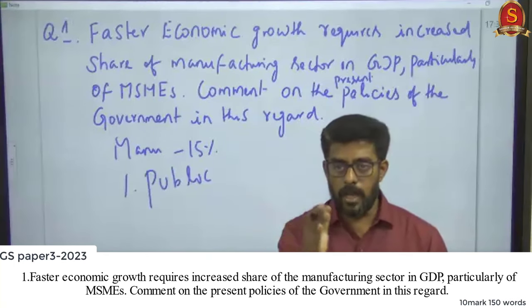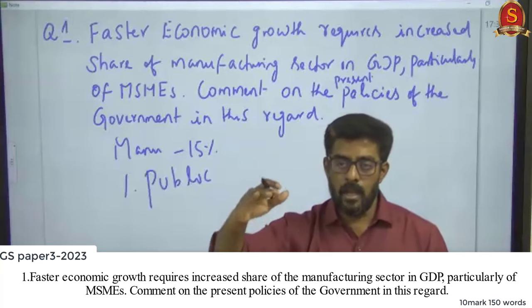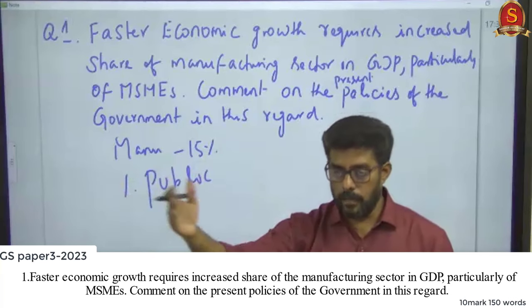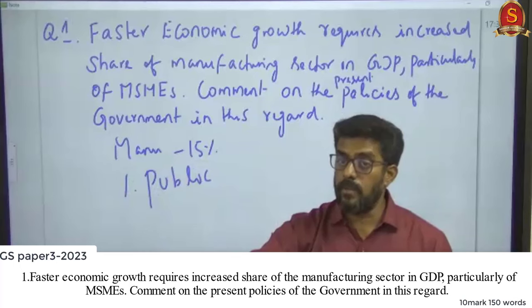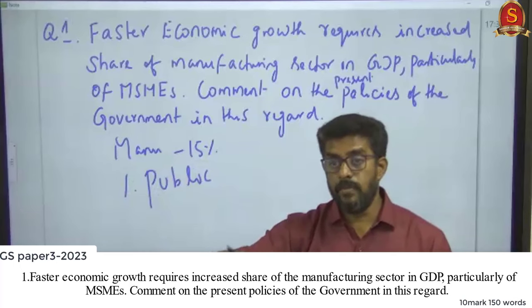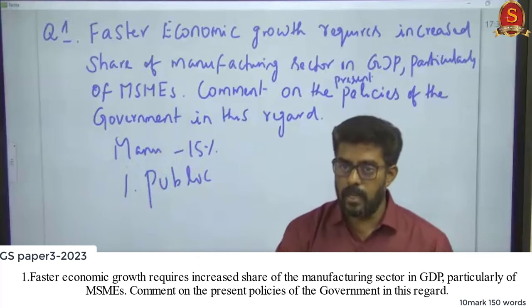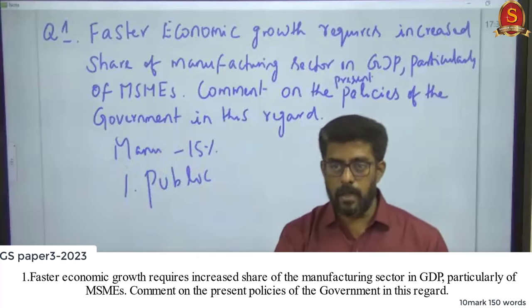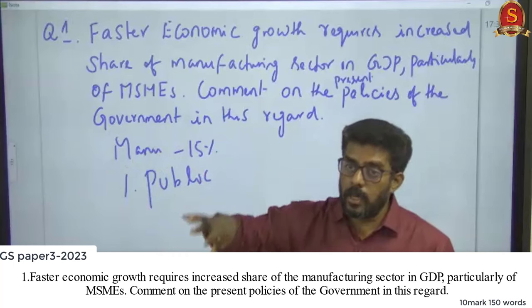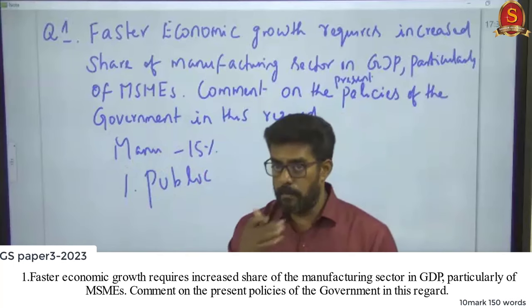Less than 1 crore investment for micro, less than 5 crore turnover for the micro, and then less than 10 crore investment for the small, and then 50 crore turnover for the small. Then, if 50 crore investment capital is invested, the company will be called a medium. Up to 250 crore turnover, they will be regarded as a medium company.